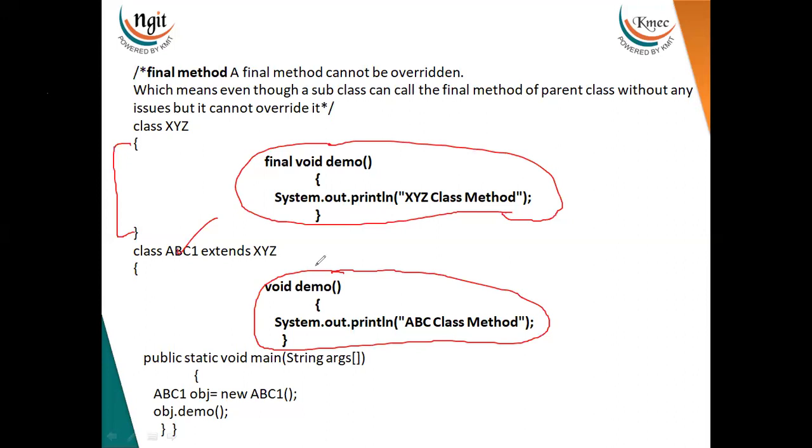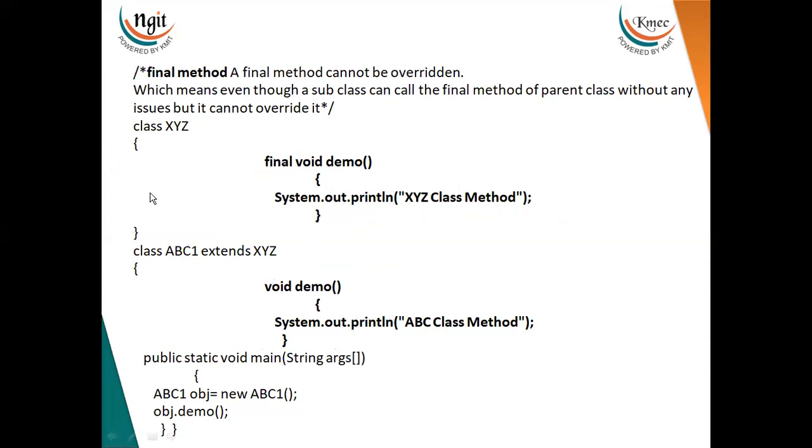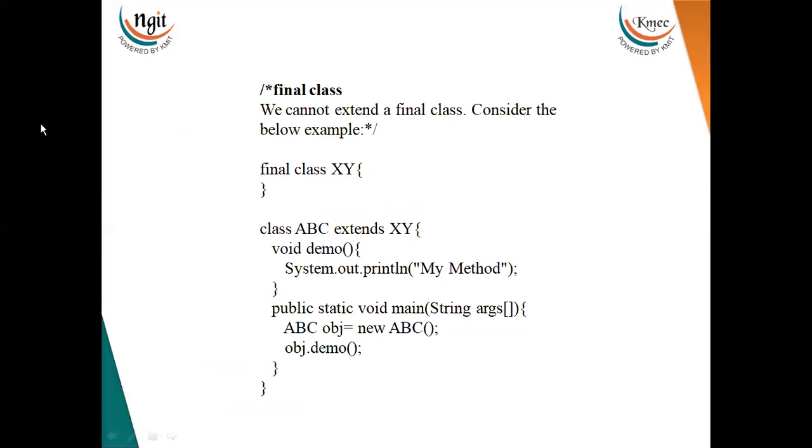What I'm trying to do is override the demo method which is there in the superclass, but we have declared it as final. You cannot do this. If you are trying to do this, you'll get the error. Fine. Coming to the final class. If you are declaring any class as a final class, that class cannot be inherited. I'm taking this XY class as final. If you are trying to inherit that XY class to some other class, you'll get the error. So final classes cannot be inherited. This is all about the final variable, final classes, and final methods.